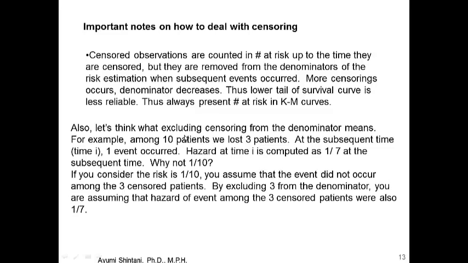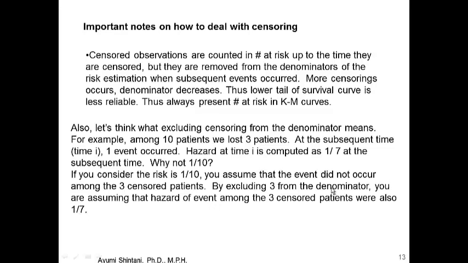So let's think about what excluding censored patients from the denominator means. For example, among 10 patients, we lost 3 patients at the subsequent time point and one event occurs. When we compute the hazard at that time point, we compute it as 1/7, and we don't compute it as 1/10. If we computed the risk as 1/10, we would be assuming these 3 people who were censored out of the cohort did not experience events.